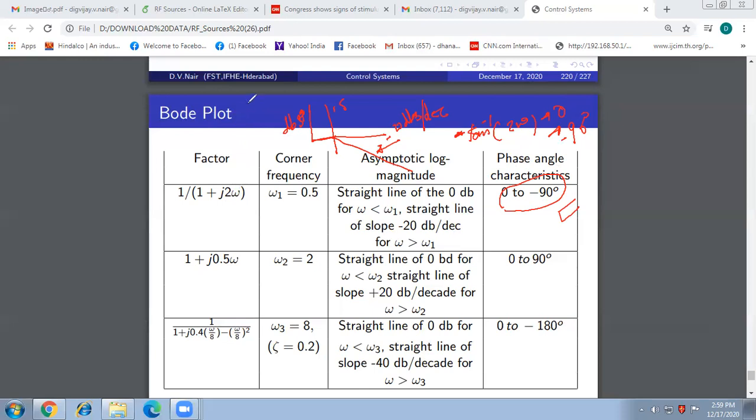So we know the Bode plot has two plots, right? One is the magnitude plot, another is the phase angle plot. That's how we get two plots on the same page, on semi-log graph sheet. It is log omega here.